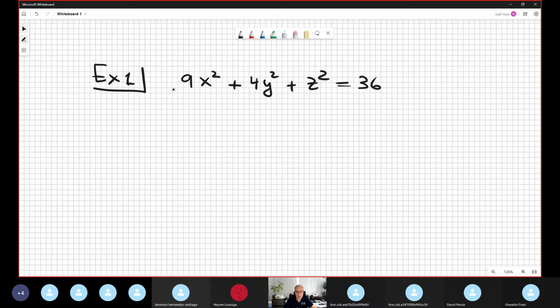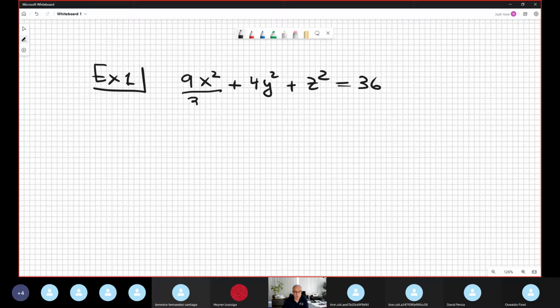I'll try to understand, classify, identify, do everything. Okay, I want to explain now. This equation is already expressed in standard form. Yes or no? No. What should I do? Divide by 36. Right?